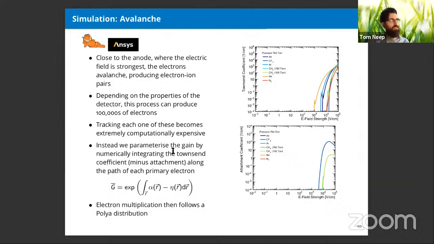What we do is parameterize the gain by numerically integrating the Townsend coefficient, which is shown in this top plot, minus the attachment coefficient, which is this bottom plot, along the path of each primary electron. We still have to do this for, say, 200,000 electrons, like I showed a few slides ago, but we don't have to do it for 200 million or 2 million electrons. So this is a time-saving trick. Once you've got this integral, you take the exponential to get the average gain, and that tells you how many electron-ion pairs were produced. This follows a Polya distribution, so you just need to calculate the average gain, draw a random number, and then you find out how many electron-ion pairs you have.